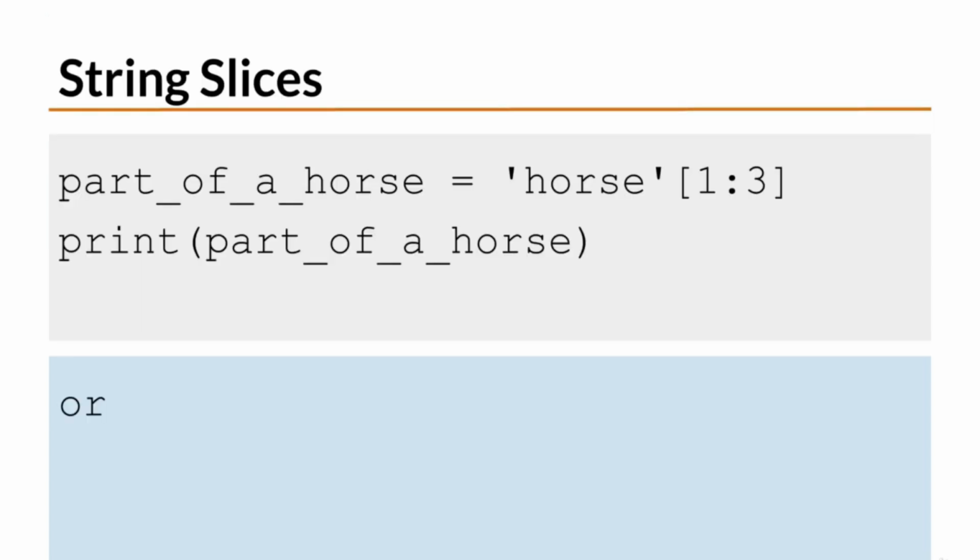You can also use slices with strings. As a matter of fact, you can think of strings as nothing more than a list of characters. Here we take a slice of horse at index 1 and 2, and then we print that to the screen. So the characters that are at index 1 and 2 are OR, and that is what gets printed to the screen.